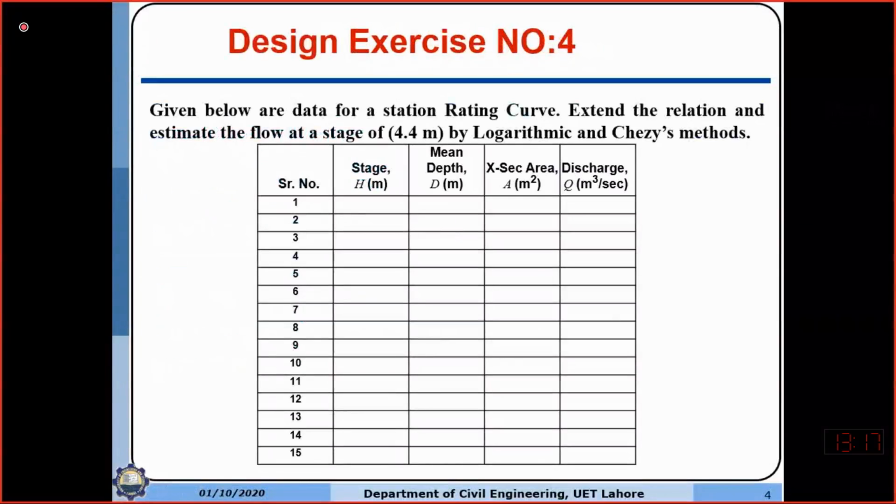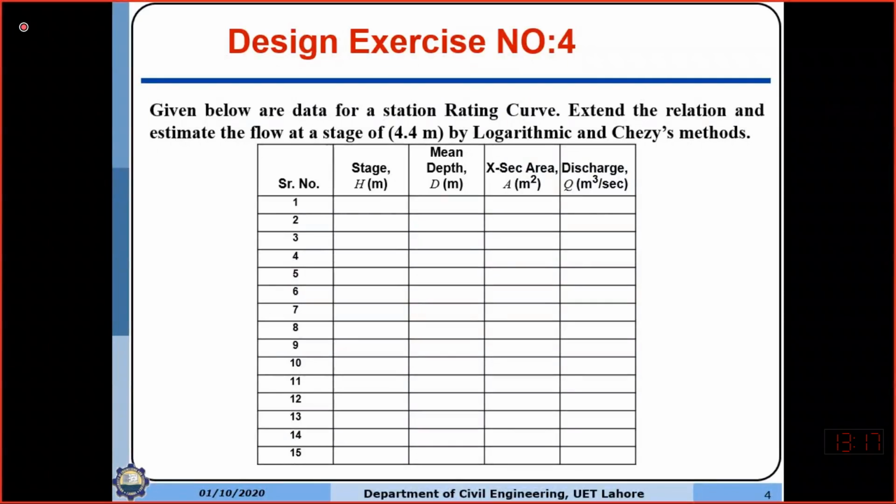First of all, let me start with the statement. Better to open your manuals with you. Design number 4 starts from page number 36 of the manual. If you open it, you can understand more. The statement given below is data for a station rating curve. Extend the rating curve and estimate the flow at a stage of 4.4 meter.